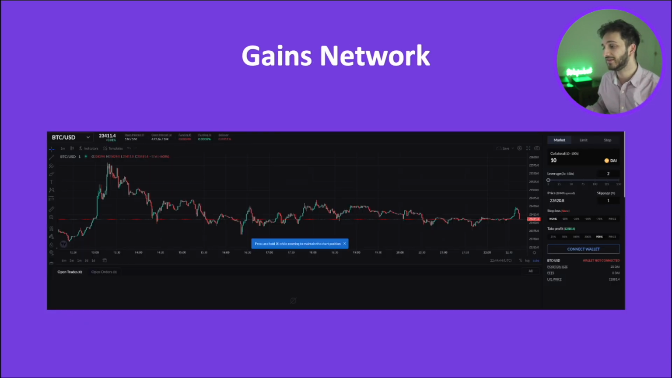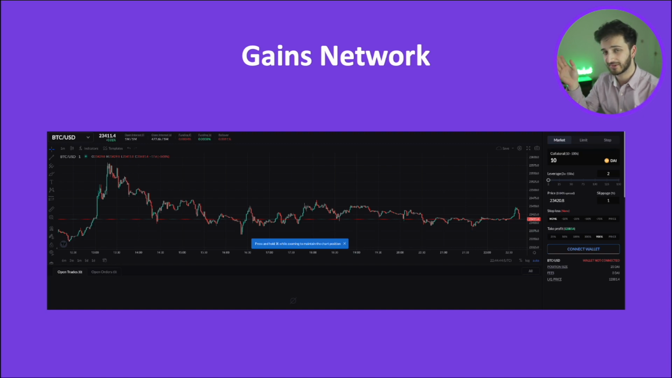Gains Network, this is an interesting one. This has really exploded over the last year. Gains Network is a perp, basically a competitor to GMX, where you can use up to 150x leverage on a variety of crypto assets, but also non-crypto assets, and they have a few different stocks, and I believe they have some commodities as well. Don't quote me on that, but they definitely have some currencies as well. So a great place. TVL really growing recently.